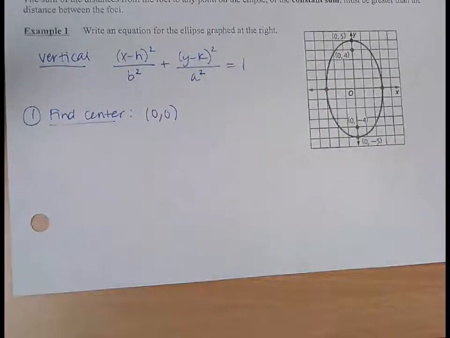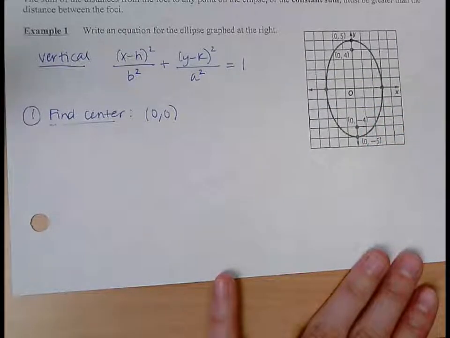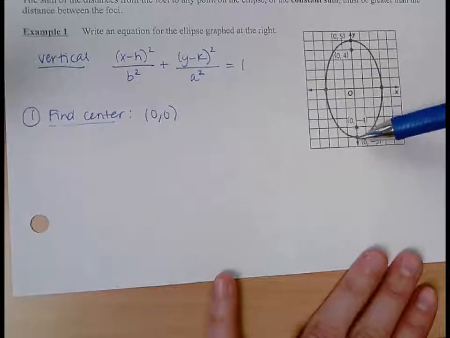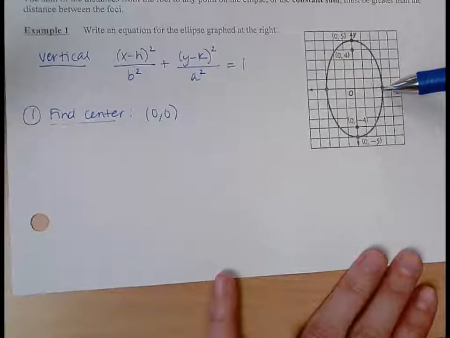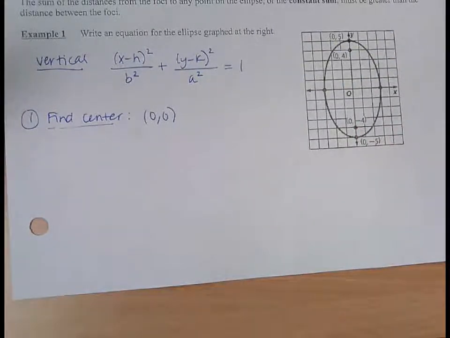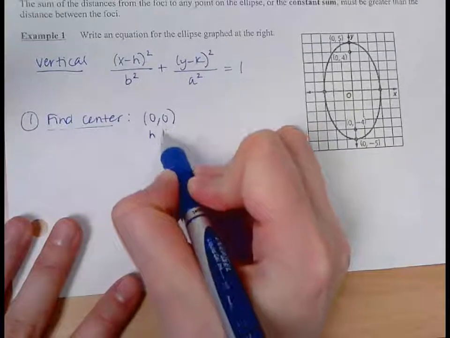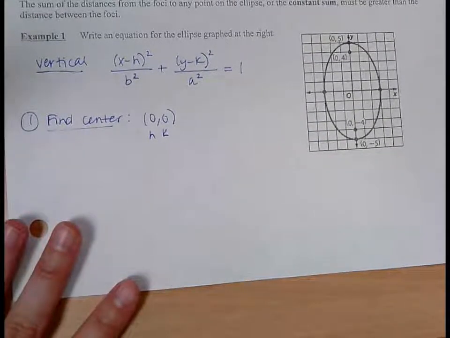Other ways you could find the center. Remember, I will be giving you distance and midpoint formulas. So the center is always the midpoint of the vertices. It's the midpoint of the foci. It's the midpoint of the covertices. Okay, so you could use a midpoint formula if you don't have a diagram where you can more easily tell where the center is. But the center here is 0, 0, so that's our h and our k. And we can fill those in.